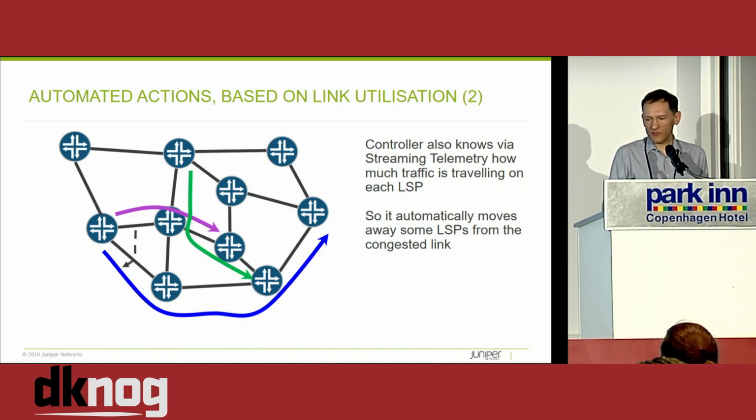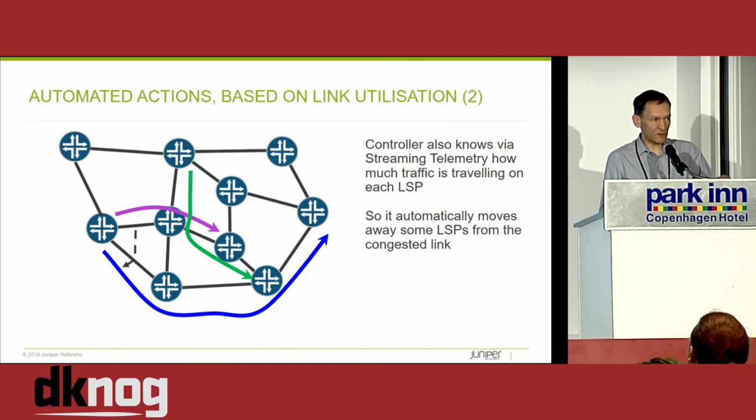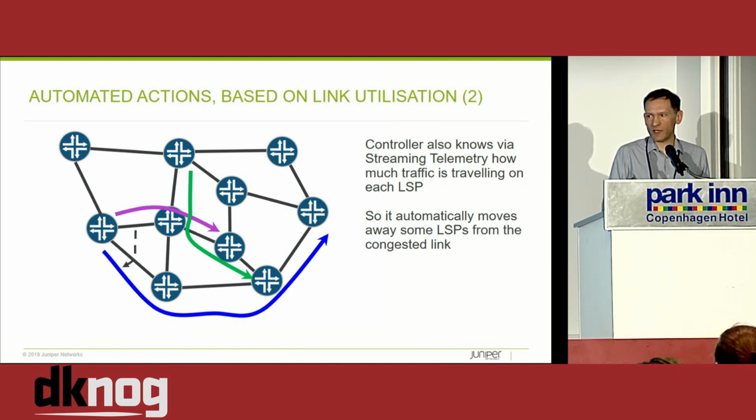And it can be quite cumbersome, because if it's a human being doing it, then they've got to, first of all, realize that a link's getting congested. Then they have to work out which LSPs to move, and then they have to do it in such a way that it's not going to cause congestion elsewhere. And then they have to go onto the ingress router and perhaps put in some strict or loose hops to divert the LSP in the way they want. It's quite error prone.